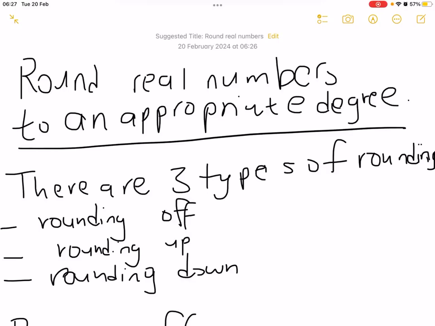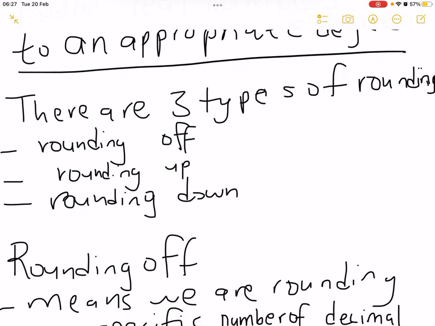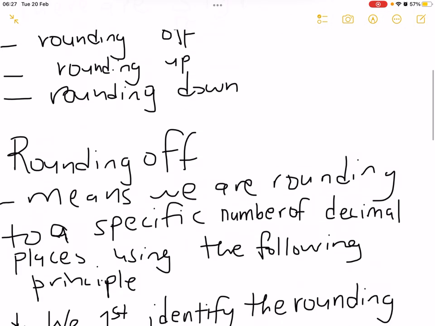Hello everyone. Today we're back with grade 10 mathematics, rounding real numbers to an appropriate degree. So there are three types of rounding. There's rounding off, rounding up, and rounding down.